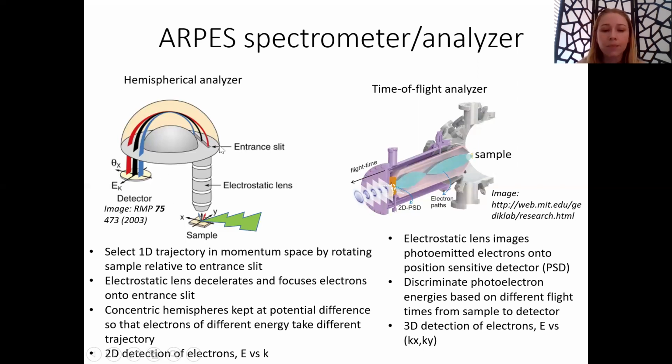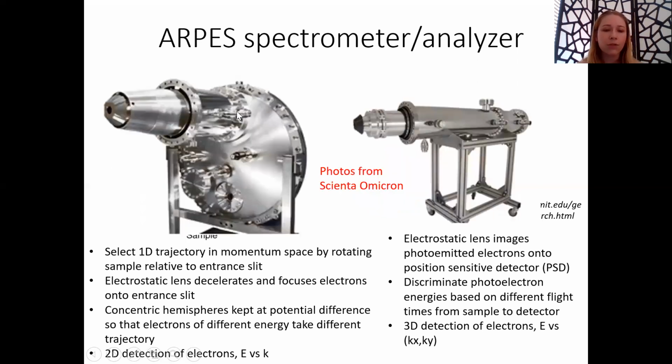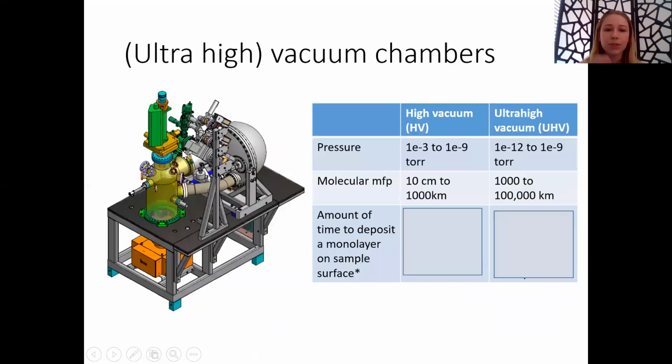The hemispherical analyzer is by far the more common implementation of ARPES instrumentation, at least at this point in time. And here are photos of both of these types of analyzers.